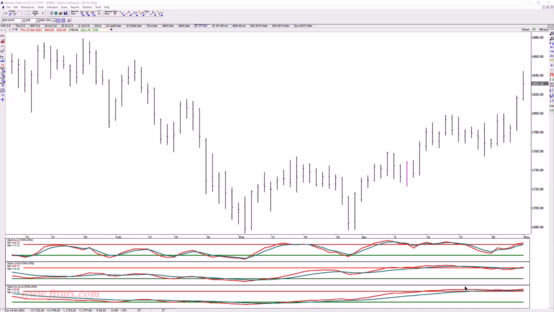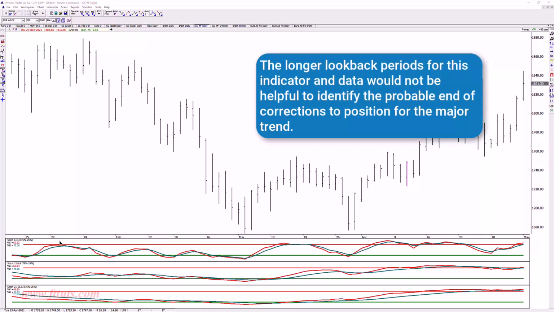So we'll look at another way to help us identify a higher time frame trend using indicators, and then how we use the lower time frame indicator settings and indicator trends to position in the market. So right now we're looking at position in the market. It sure looks to me like the relatively short look back would be the most useful.